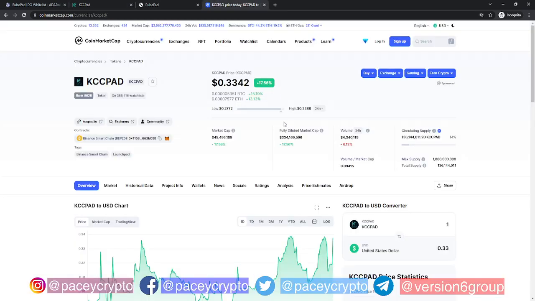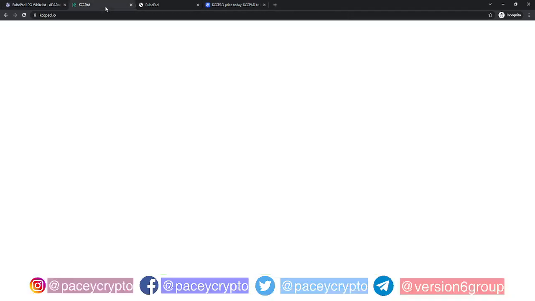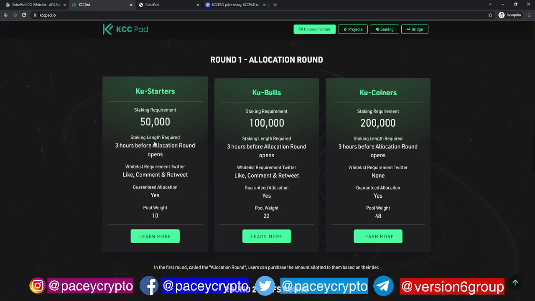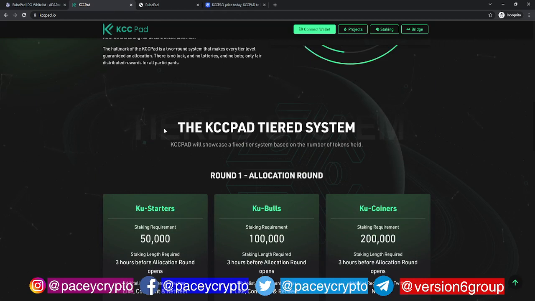based on the price of KCCPAD, is around $15,000, right? Because KCCPAD is around 33 cents. You multiply 33 cents by 50,000, you're looking at around $16,000. That's very expensive, especially if you weren't in and you didn't get in early.